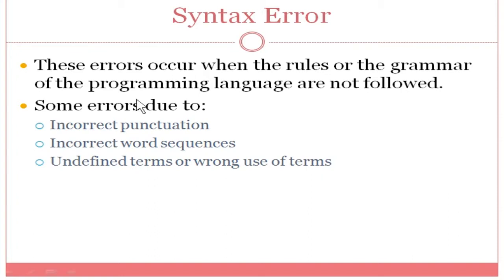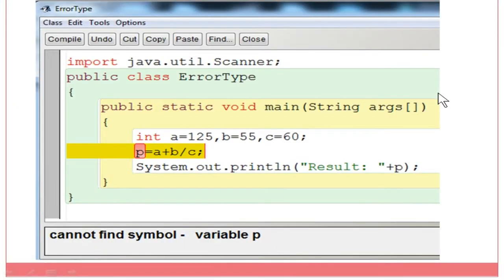Some errors are due to incorrect punctuation. If you miss out some punctuation or separators, you may get this error. Incorrect word sequence: there are some words to be used in a certain order, and if you change that, you may get syntax errors. Undefined terms or wrong use of terms: if you are given some terms which have been defined by the Java compiler, you have to use the same terms. If you miss out or make a spelling mistake, or the way you write is wrong, then you will get syntax errors. We have given some example programs here which will show some errors when you execute them.